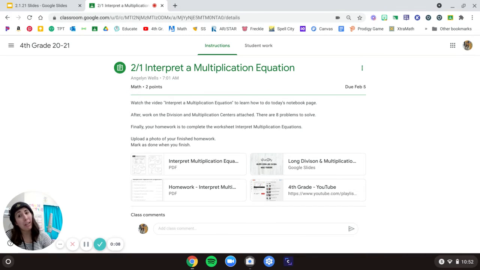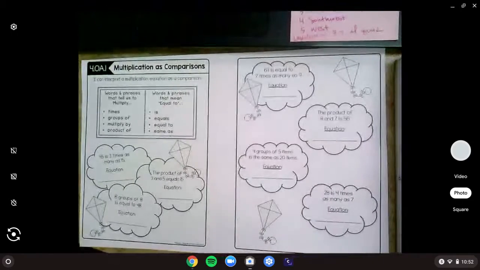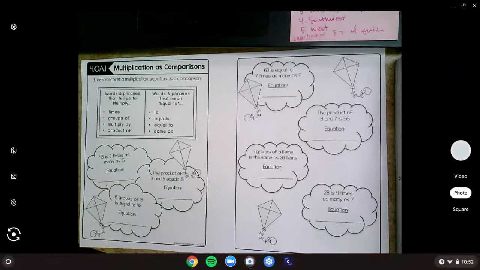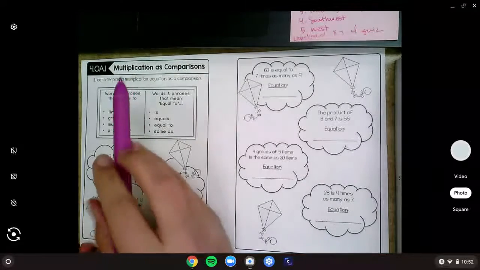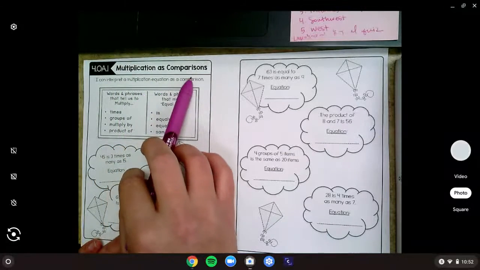Hello, fourth graders. Today we're going to talk about how to interpret a multiplication equation. So we'll need our notebook page for that, and then we'll go through the rest. All right, our notebook work page for today. So we're talking about multiplication as comparisons. I can interpret a multiplication equation as a comparison.